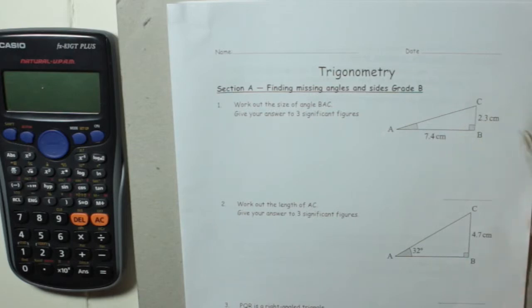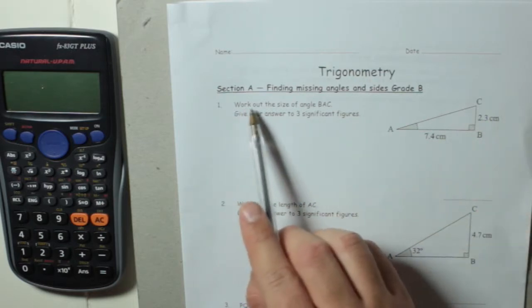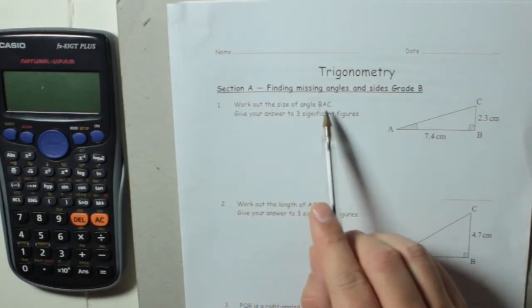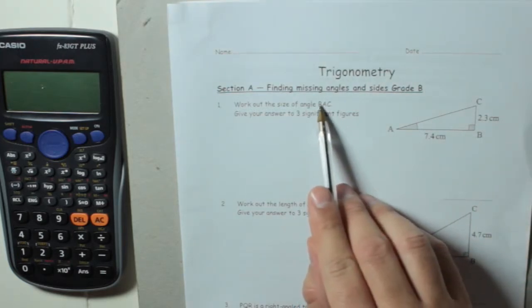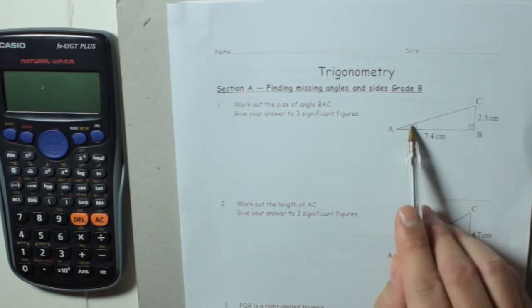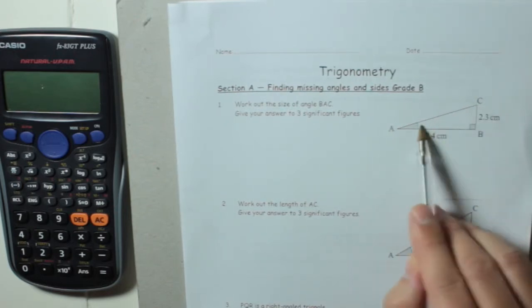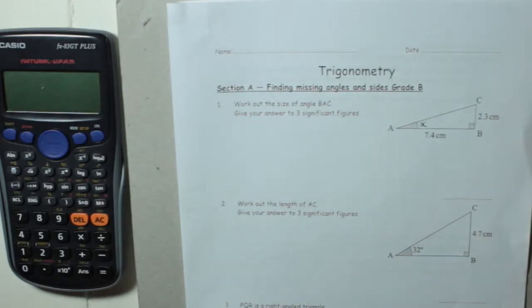So this is trigonometry. You can see we've got two sides given, and the question says work out the size of angle BAC. Now BAC, the way you find that is to go from B to A to C, and you can see it goes around that. So it's there. I'm going to put a little X there so we know that's the one we're going to find. So of course this is trigonometry.